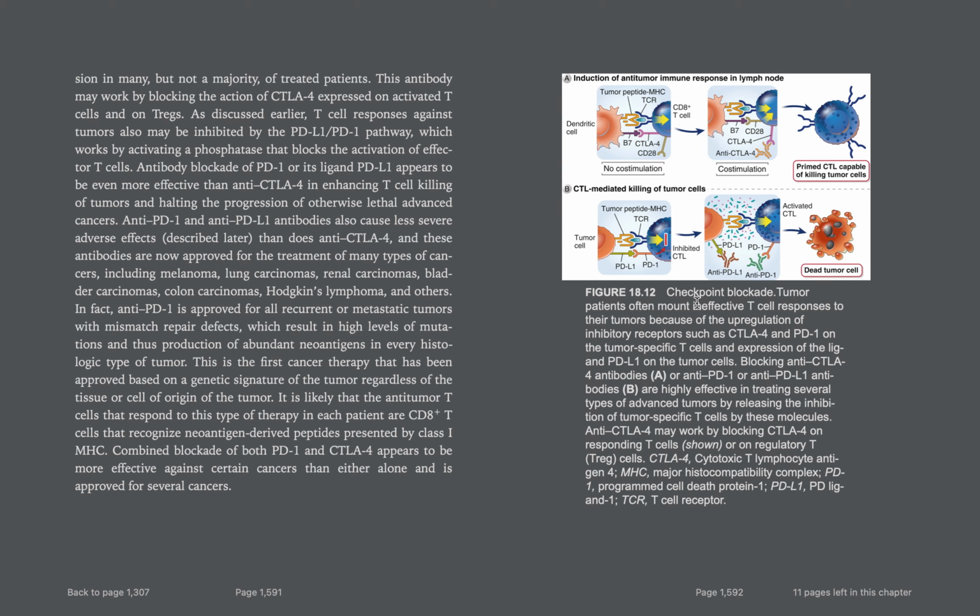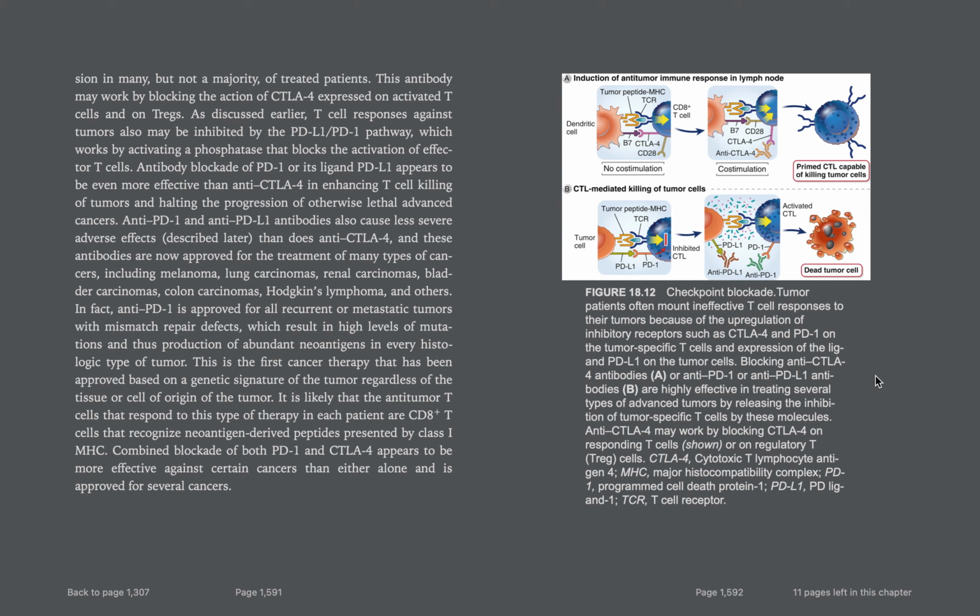This is the figure on checkpoint blockade. Tumor patients often mount an ineffective T cell response to their tumor because of upregulation of inhibitory receptors such as CTLA4 and PD-1 on the tumor-specific T cells and expression of the ligand PD-L1 on the tumor cells. Blocking antibodies, anti-CTLA4, anti-PD-1, and anti-PD-L1 antibodies, are highly effective in treating several types of advanced tumors by releasing the tumor-specific T cells from inhibition by these molecules.